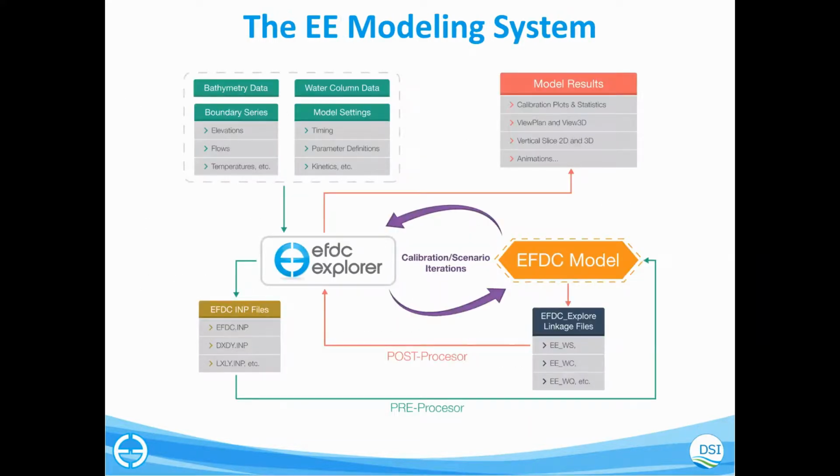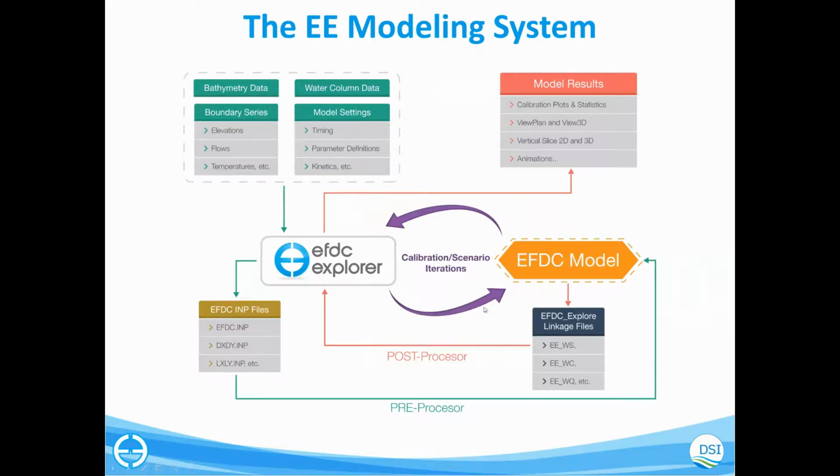And fundamentally, like most pre-processors and post-processors, EE can digest a large amount of material from different formats and types of data. It brings it into EFDC Explorer, which in turn processes those data into the necessary files that EFDC actually needs to run, and then it'll save those out.